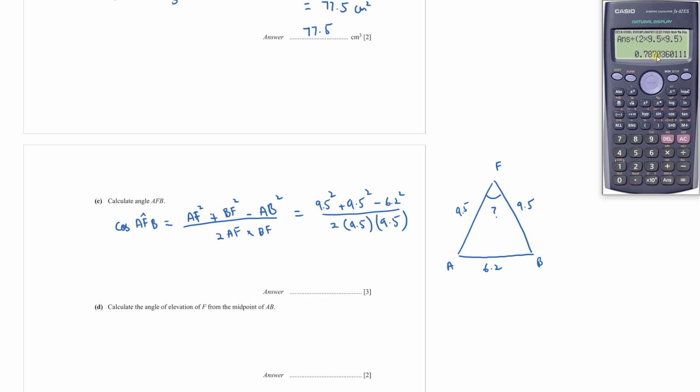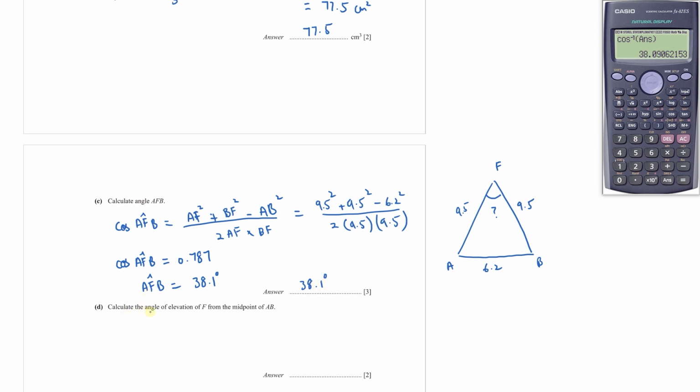So this is 0.787. So cos of angle AFB is 0.787. So AFB will be the cos inverse. So let's take cos inverse of the answer. So this is 38.09. So up till 1 decimal place, it will be 38.1. So angle AFB is 38.1 degrees.